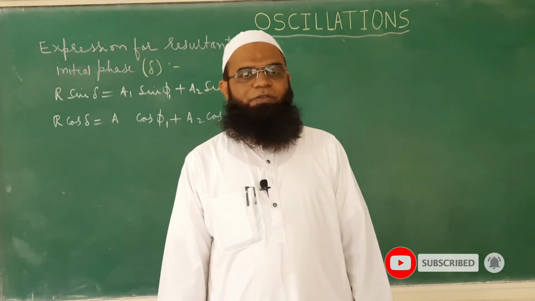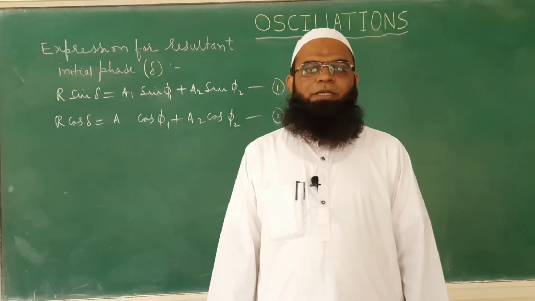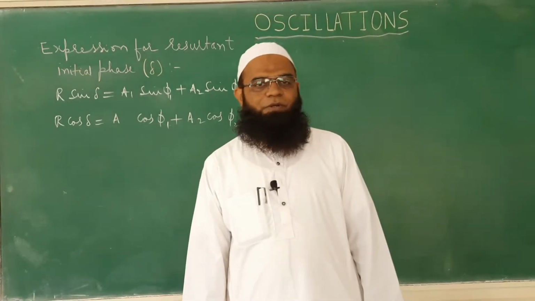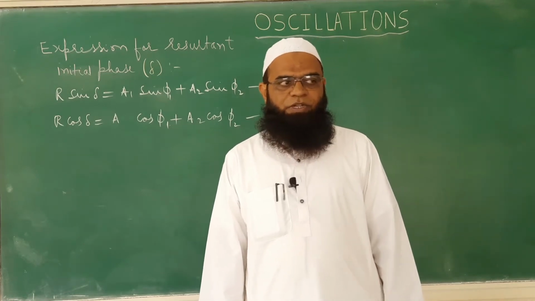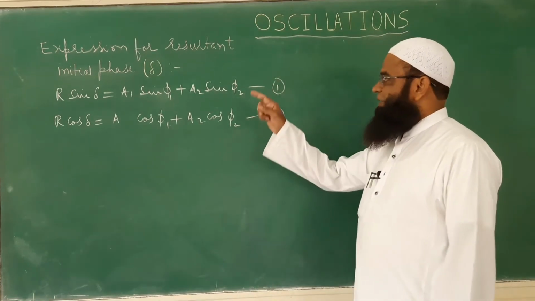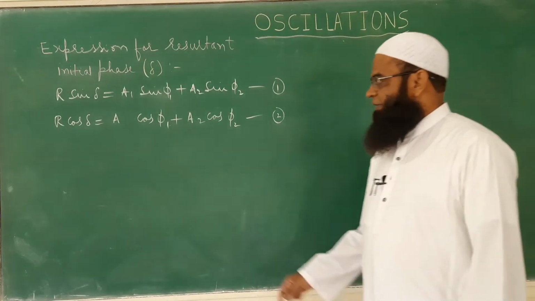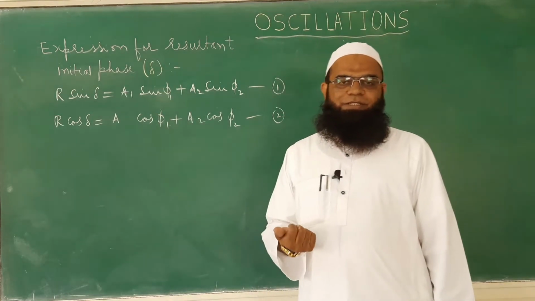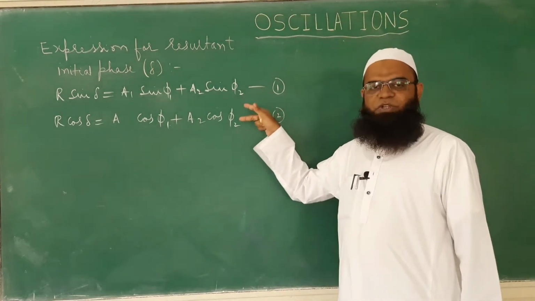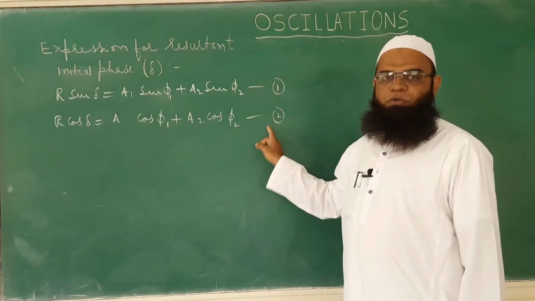In the last lecture we have seen composition of two parallel SHMs and we have derived expressions for resultant displacement and resultant amplitude. Today we are going to derive the expression for resultant initial phase delta. For that purpose we will make use of these two equations. In the previous lecture I had given different numbers to these two equations. Now today I am giving equation numbers 1 and 2 to them.